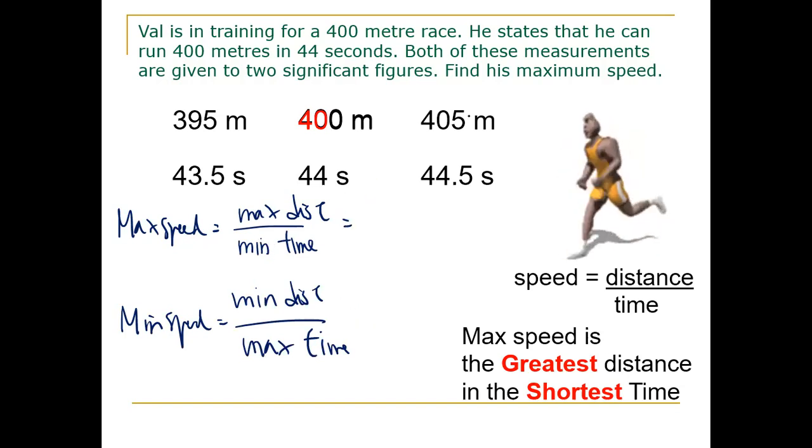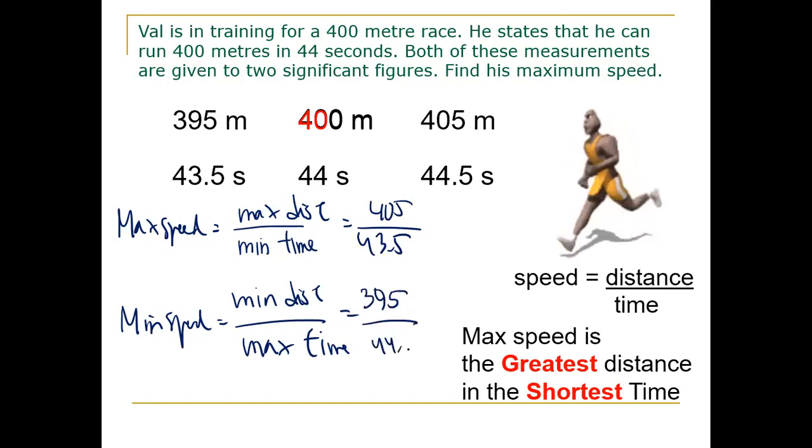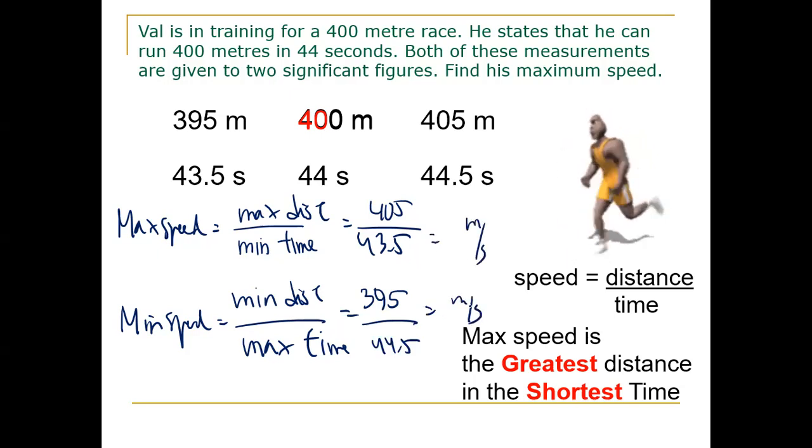So maximum distance is 405, minimum time is 43.5. And this will be the minimum distance 395 over the maximum time 44.5. That's the answer, meter over second. Someone please calculate it for me. Let's just calculate it, 405 divided by 43.5. The answer will be 9.3, actually 9.31 and so on. And the lower one, 395 divided by 44.5. The answer will be 8.9.